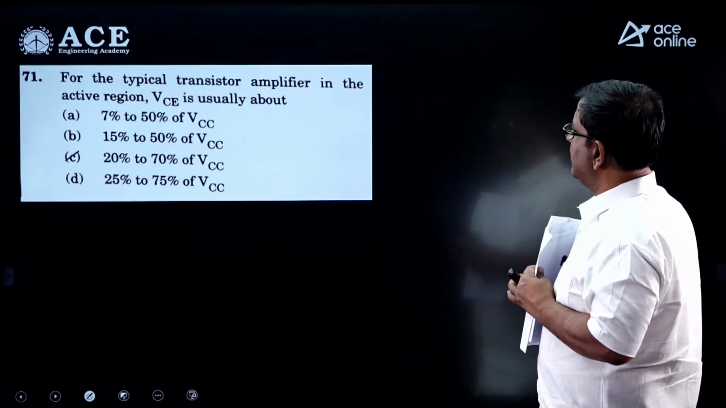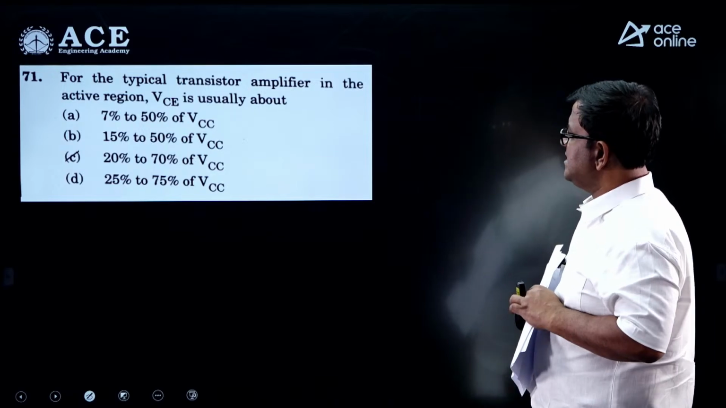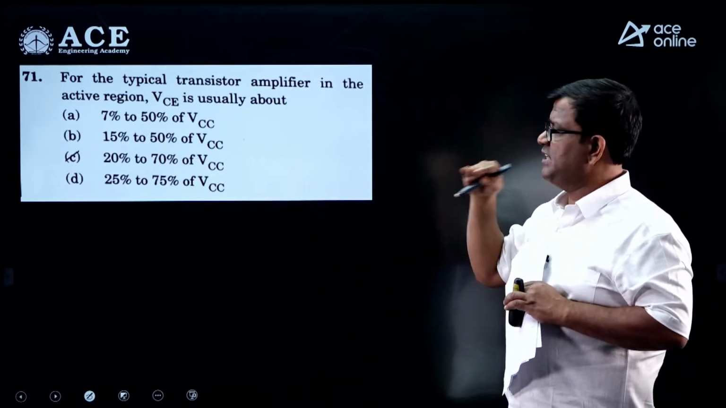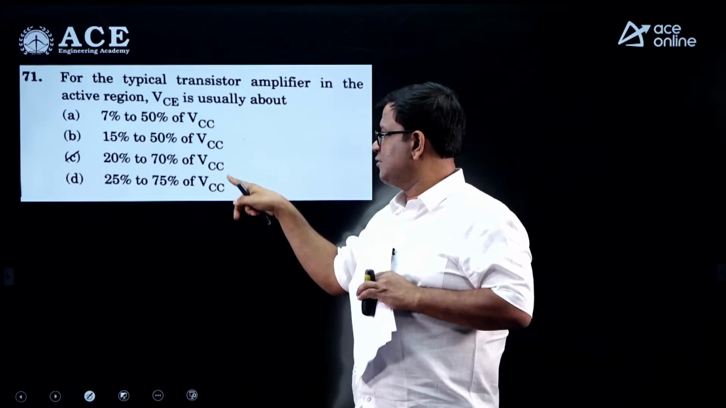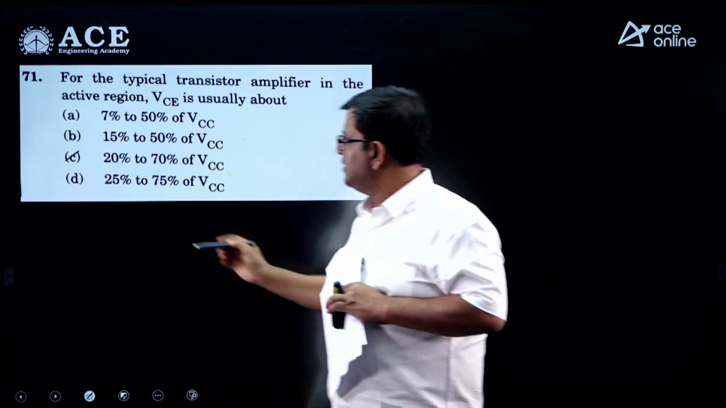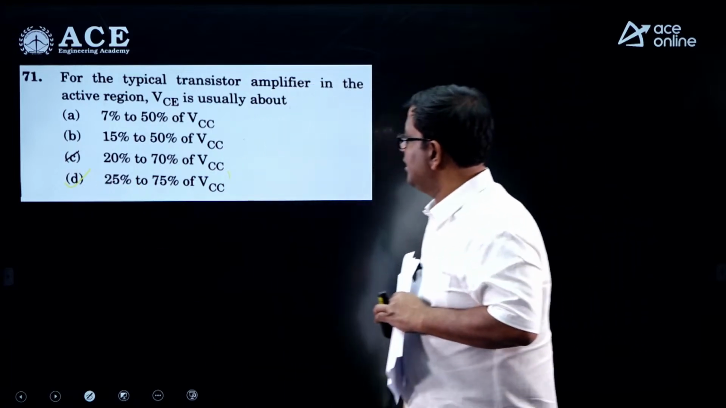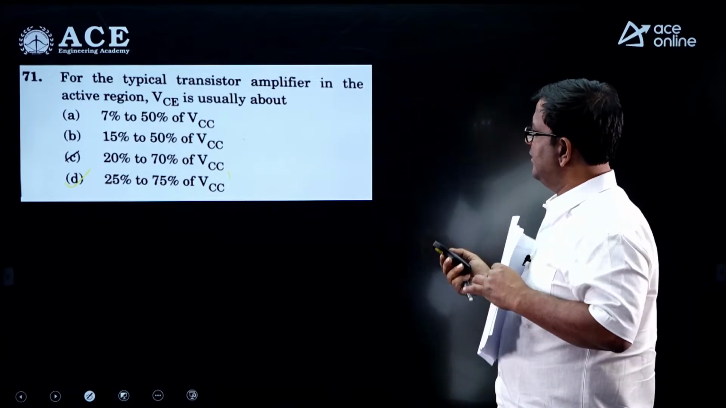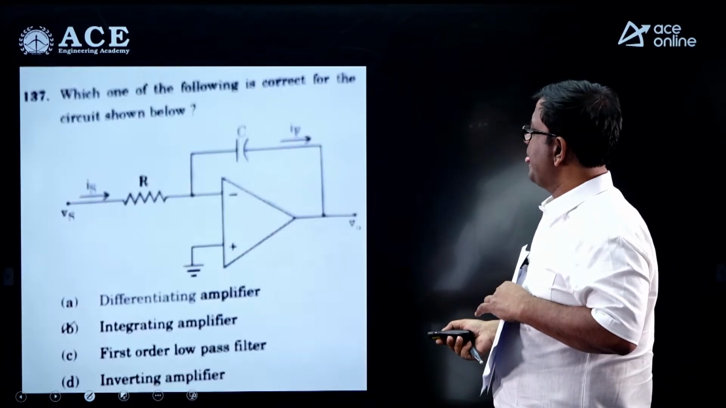And for a typical transistor amplifier, what should be VC? So this is VC. Generally in the design, what we do is VC is going to be half of VCC. So if you want a symmetrical swing, this would be a better choice. Option D, 25 to 75% of VCC, is the VC choice.